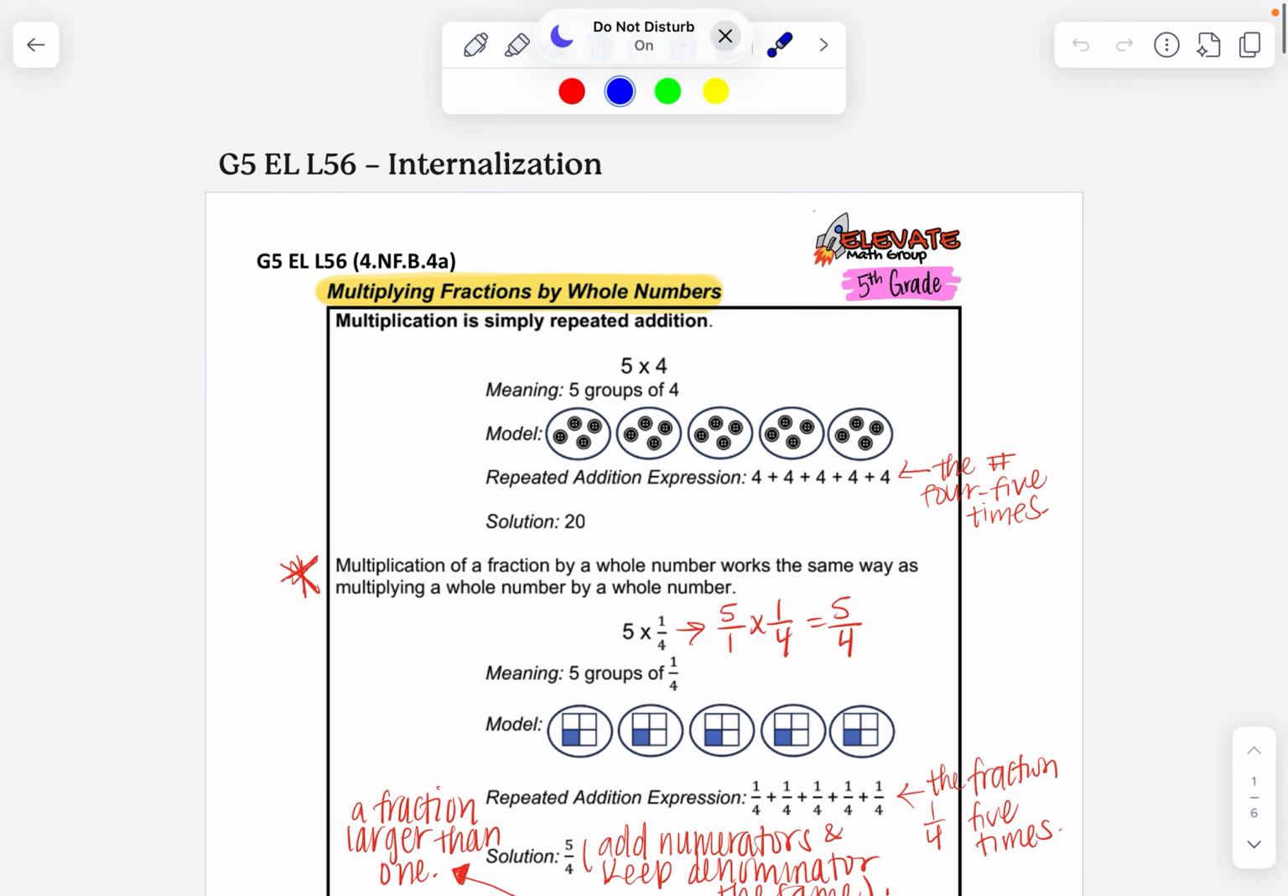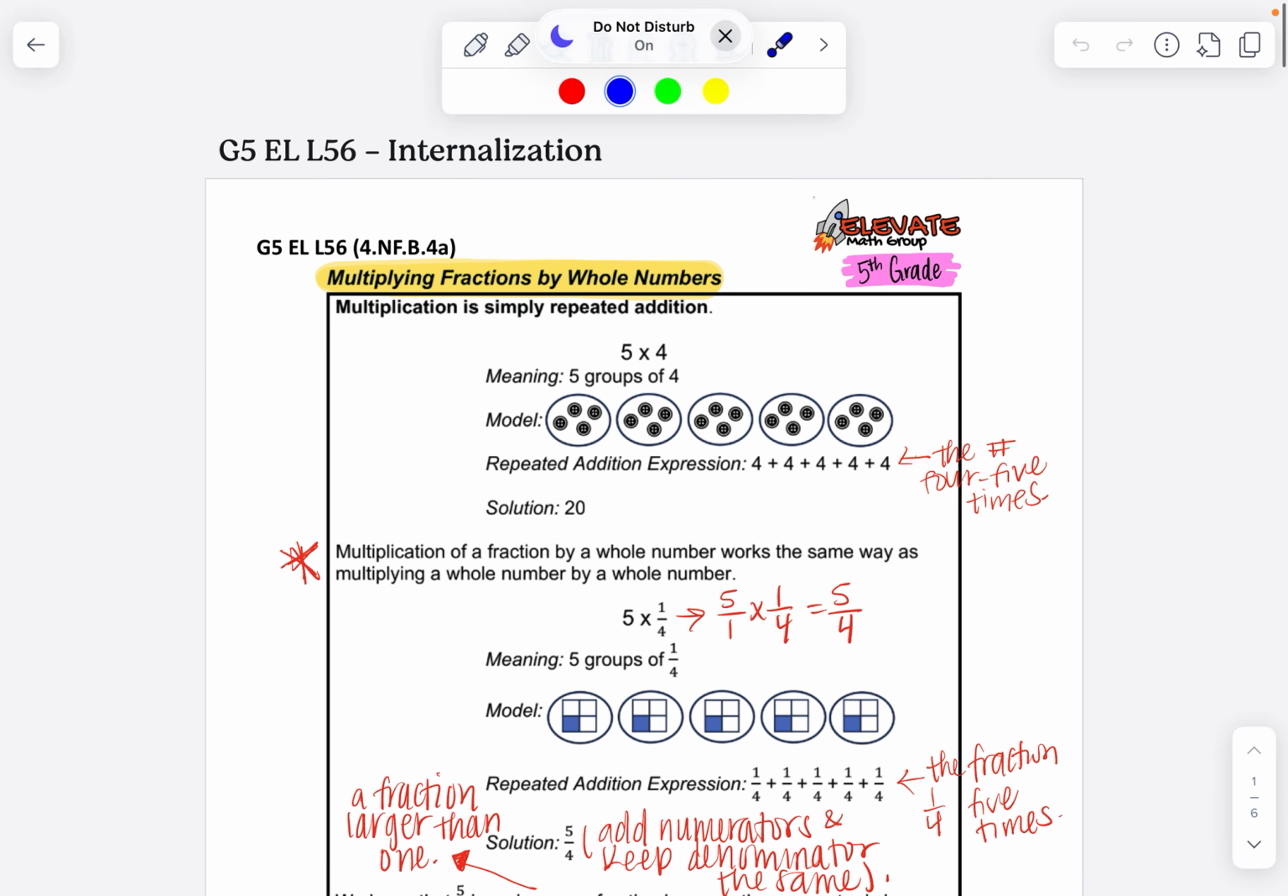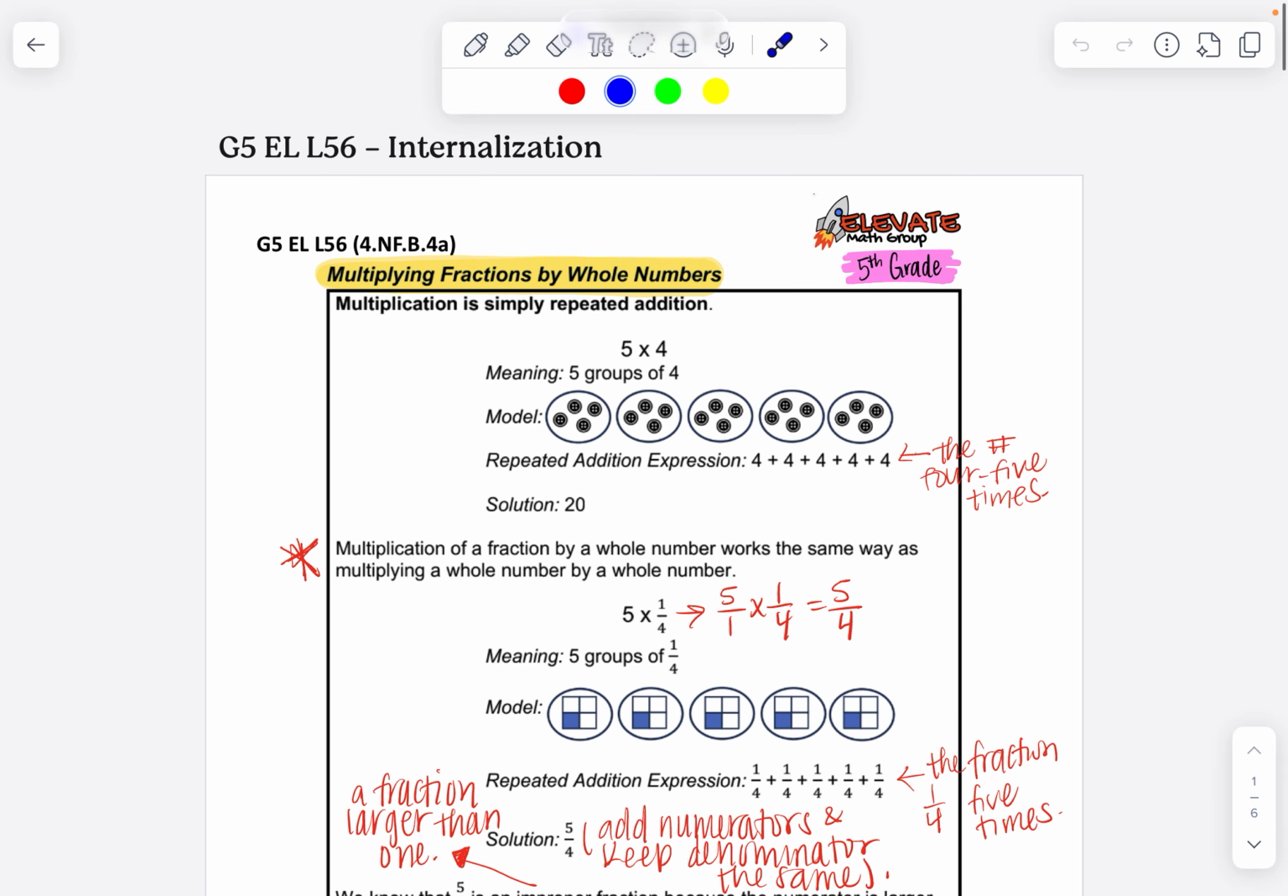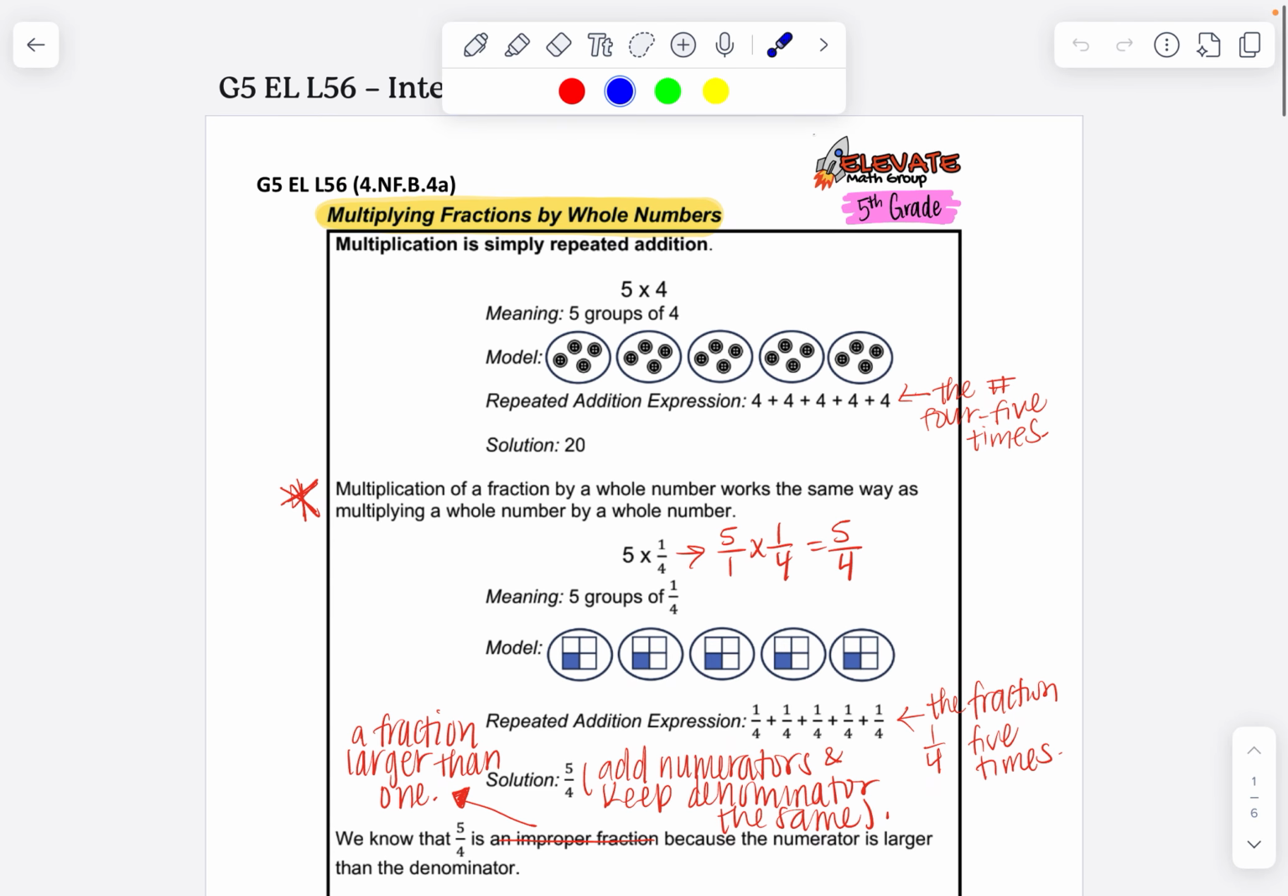Hi everyone, this is 5th grade Elevate. Today we are on lesson 56, which is around multiplying fractions by whole numbers. Students have worked on this skill already, so I don't want you to spend a chunk of time going through this mini lesson.